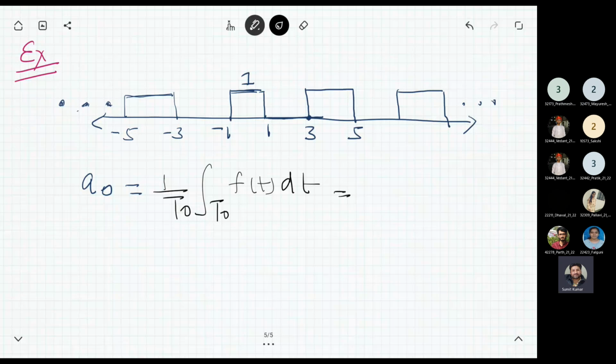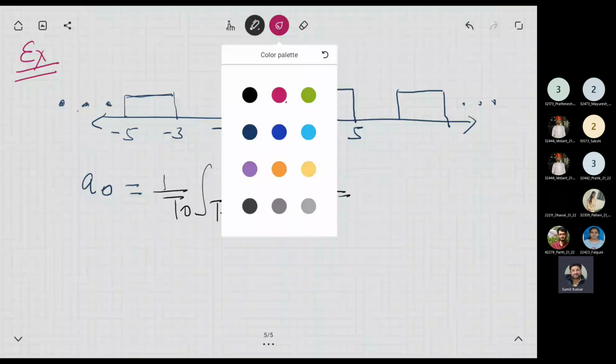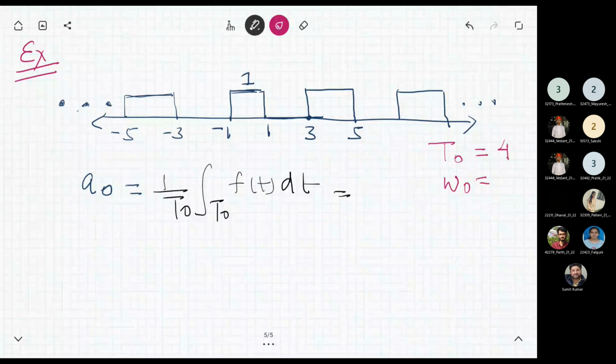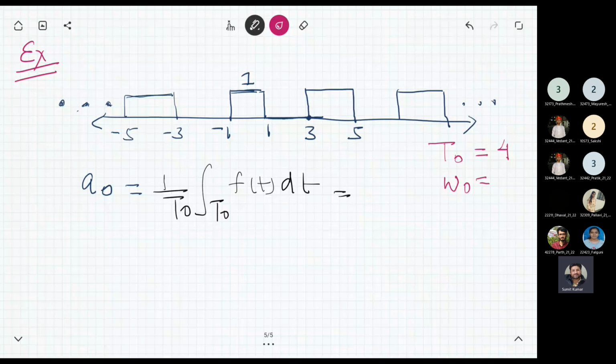Before we proceed with anything, the first thing that you will have to do while calculating the Fourier series is find out T naught and omega naught. So what is T naught here? What is the fundamental period of f(t)? So 4. And what's going to be omega naught? 2 pi by T naught, isn't it? So 2 pi by 4, which is pi by 2.